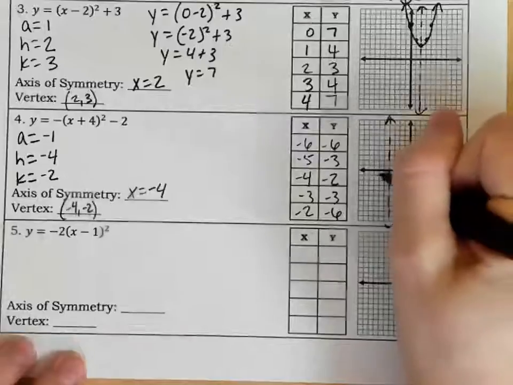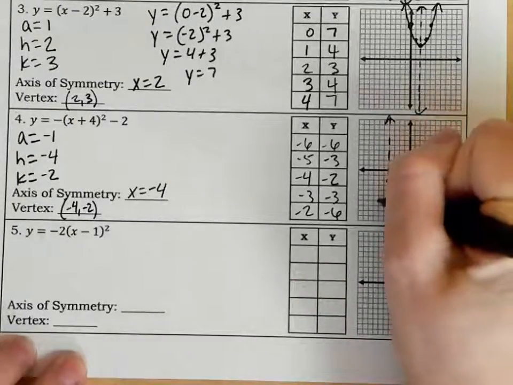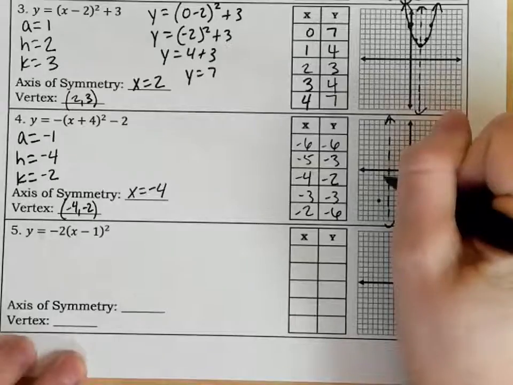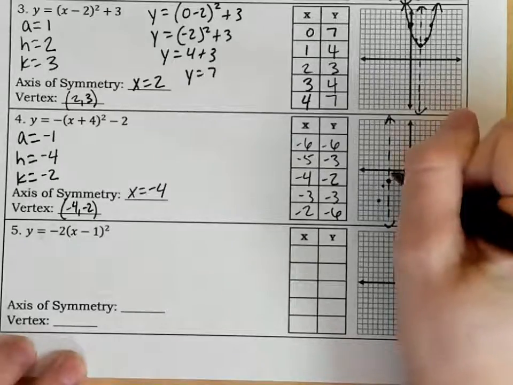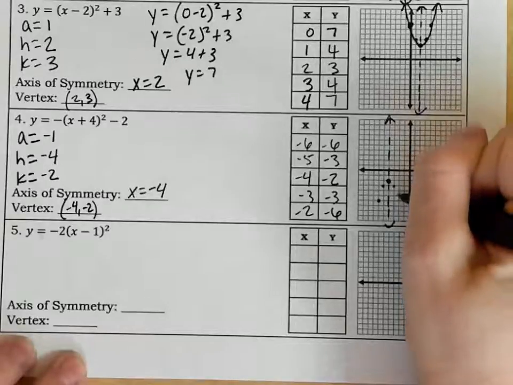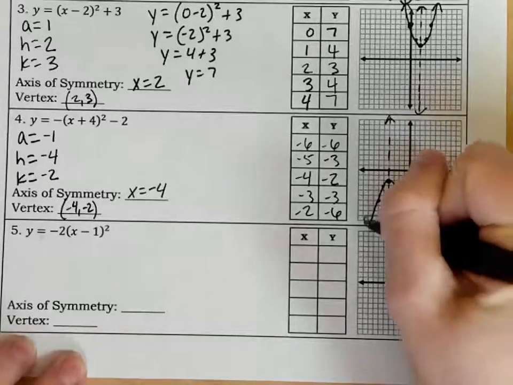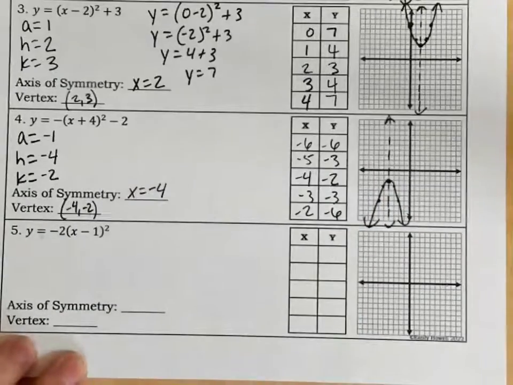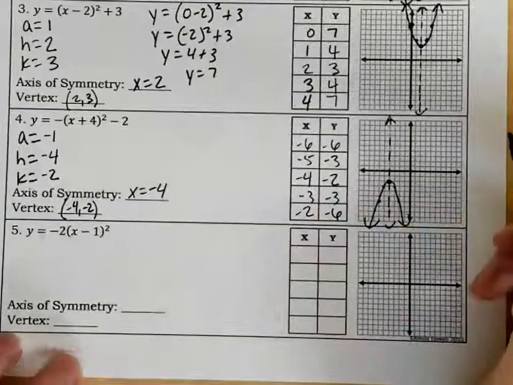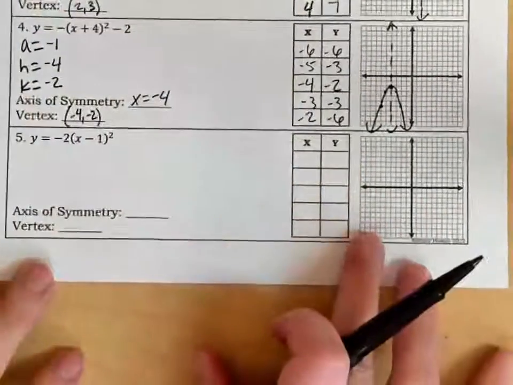So negative 6, negative 6; negative 5, negative 3; and then of course negative 4, negative 2; negative 3, negative 3; and negative 2, negative 6. So my graph is going to look like this. Okay, so we move on to this last question, also again in vertex form.